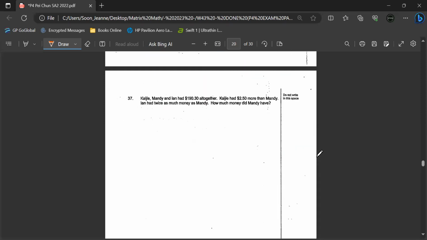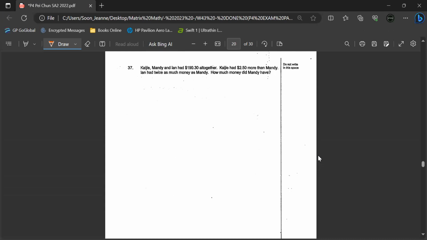Okay. Question 37. Kai Jie, Mandy, and Ian had $190.30 altogether. Kai Jie had $2.50 more than Mandy. Ian had twice as much money as Mandy. How much money did Mandy have? So we draw a model. Kai Jie got $2.50 more than Mandy, so Kai Jie's model will be longer than Mandy's by $2.50.